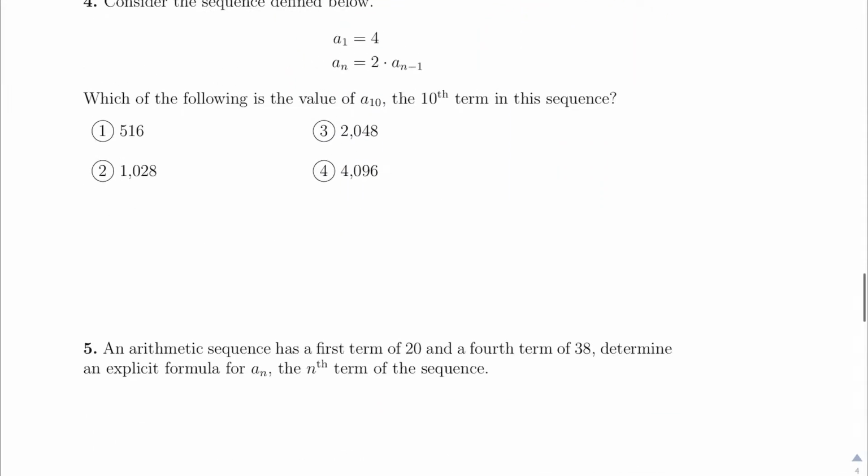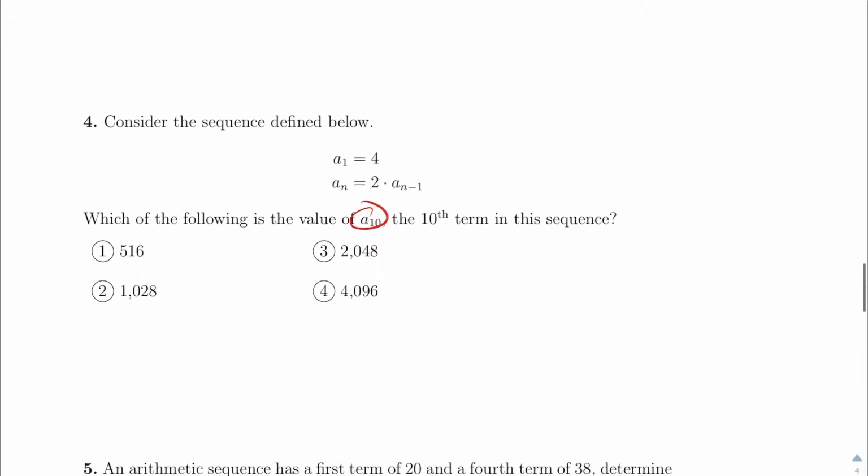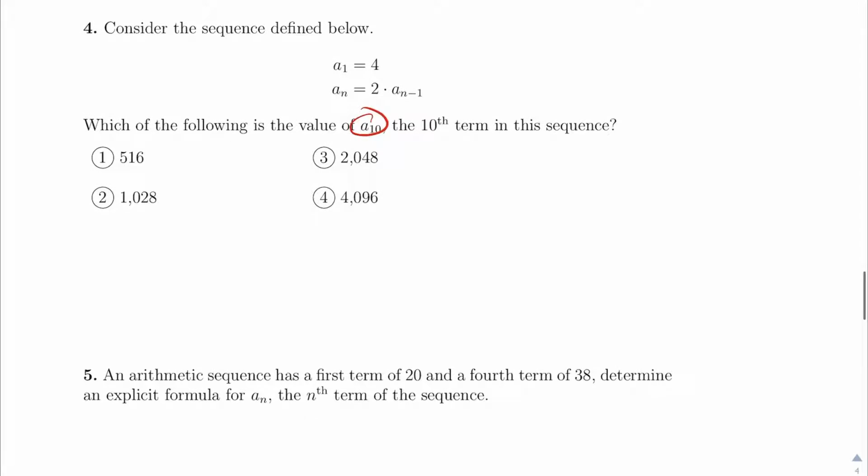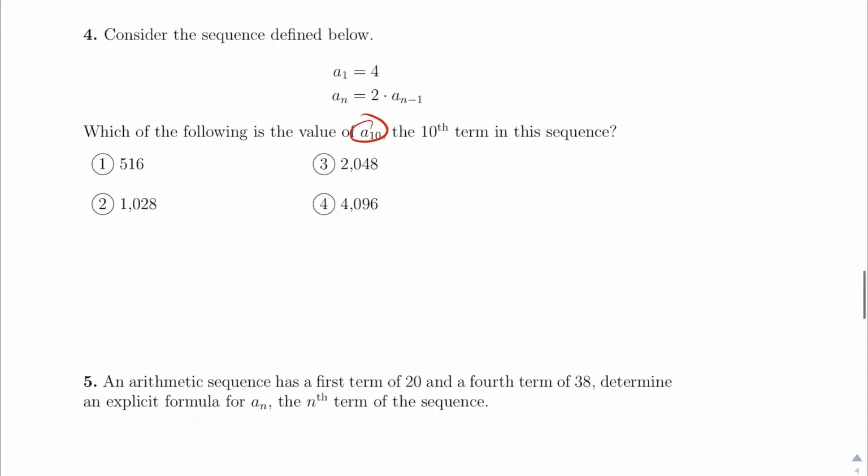Consider the sequence shown below. Which of the following is the value of a sub 10? Okay, so with these it can be a little bit tricky to see right away, so I would begin by generating the pattern. So a1 is 4. a2 is equal to 2 times a sub 2 minus 1, 2 times a1, which is going to be 8.